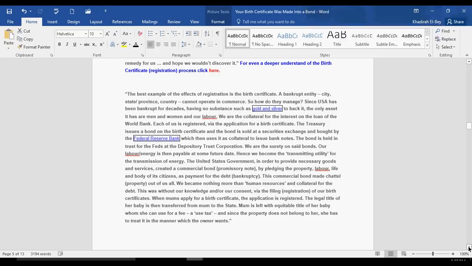Hence, we become the transmitting utility for the transmission of energy. This is why transmitting utility is on the UCC-1 financial statement. It's on the first page. Right before you get down to the collateral listing, it asks you what type of UCC filing this is. And it says right there, transmitting utility.